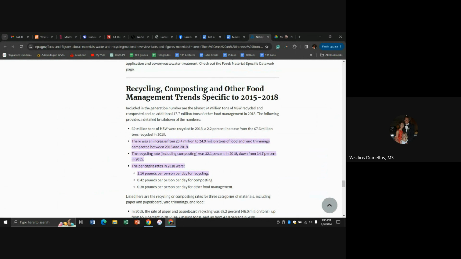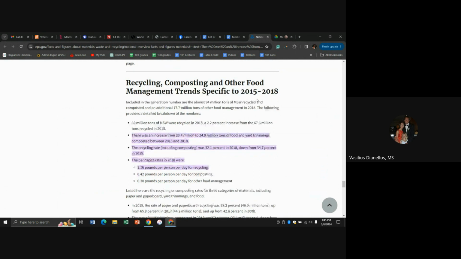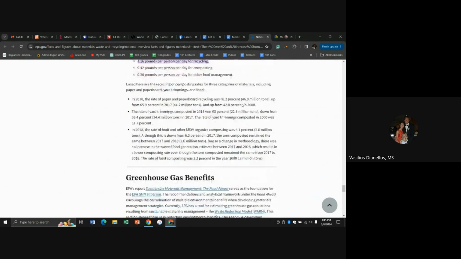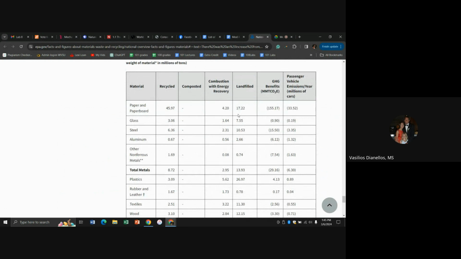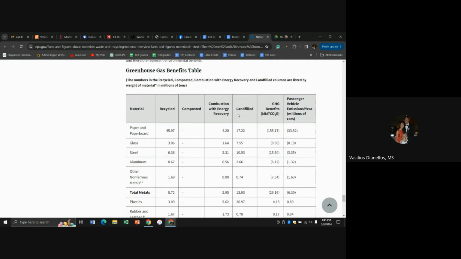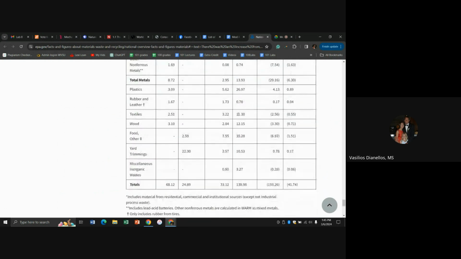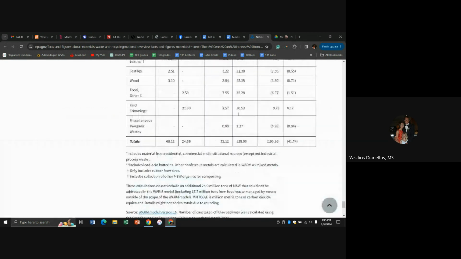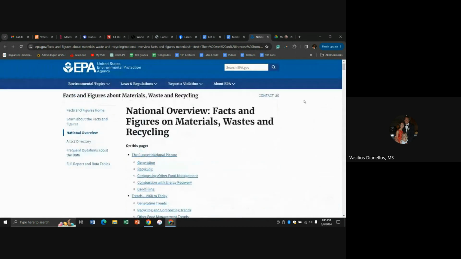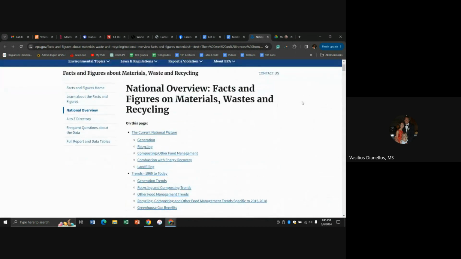Recycling, composting, and other food management trends specific to 2015 to 2018, right? So here we go. Here's all the information you need. Let me double check this. Totals, yard trimmings. Interesting. So the website may have changed. We start from the top. Okay, see, there's the issue. For some reason, I'm glad I did this via video.